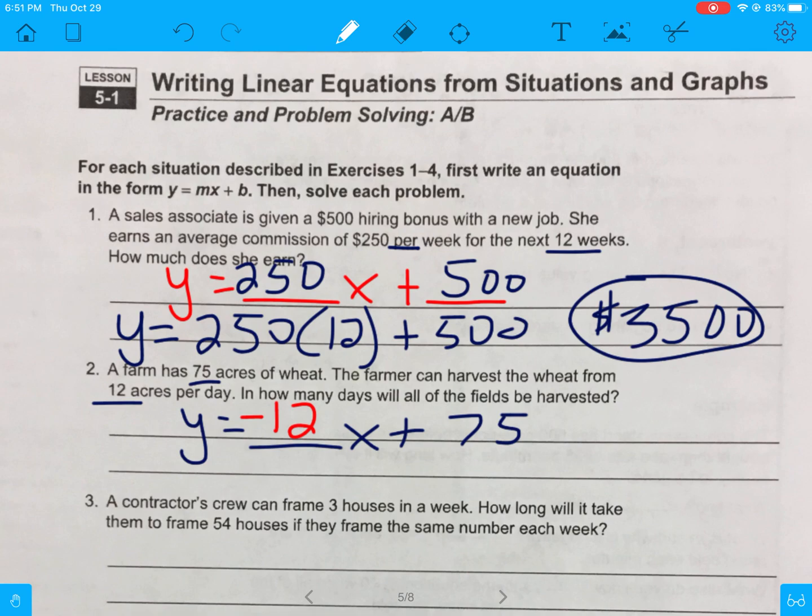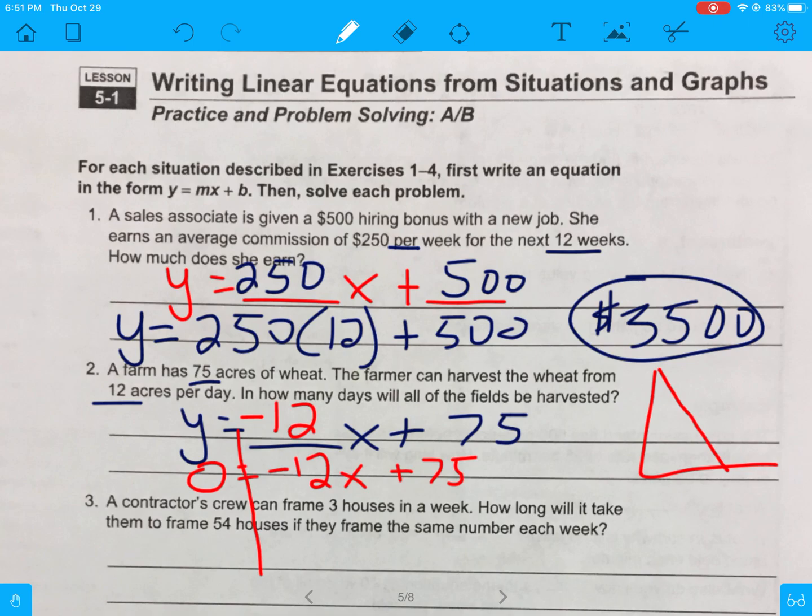So if you look at a graph, it's going to start off kind of up here and it's going to go down because the y is how many acres you have left. So it says, in how many days will all of the fields be harvested? So what you're actually going to have to do is plug in a 0, which means there's going to be nothing left. So you're going to do 0 equals negative 12x plus 75. Then you have to solve for your x.